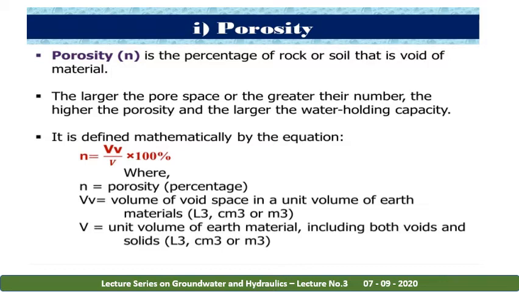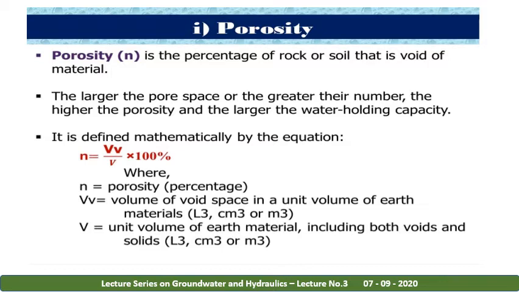The larger the pore spaces or the greater their number, the higher the porosity and the larger the water holding capacity. It depends upon the holes. For example, sedimentary rocks may have 50 to 60% holes. That means sedimentary rock is rich in water holding capacity. Whereas granite rock has less porosity, less than 1%. Those are called very poor porosity rocks. They will not hold the water. You can say granite is an impermeable rock, whereas sedimentary rock is a permeable rock.